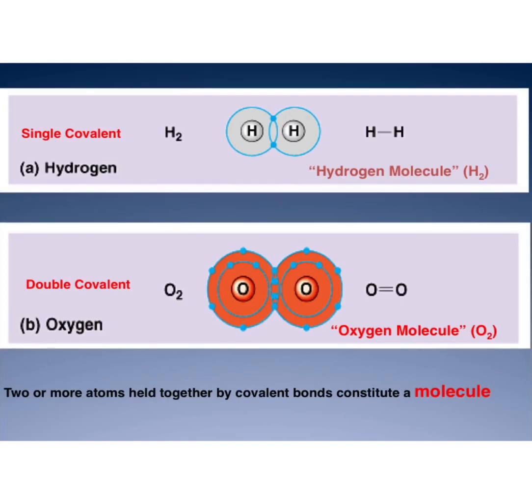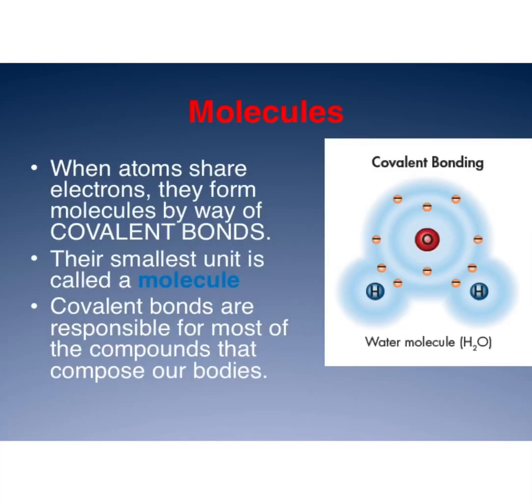Here's another example of a diatomic molecule, oxygen, O2. They're sharing those valence electrons and creating a full outer shell. When you have two or more atoms held together chemically by a covalent bond, we call that a molecule. A molecule is the smallest substance of a covalent compound that still retains all the properties of that particular substance. A great example is water, H2O.